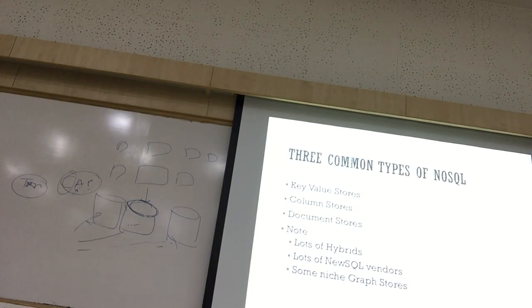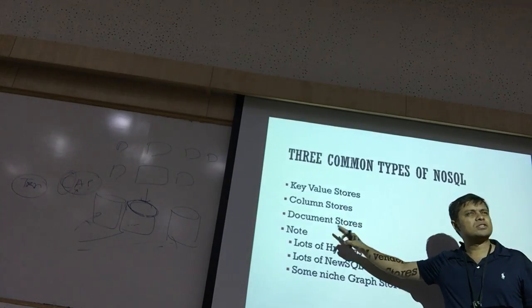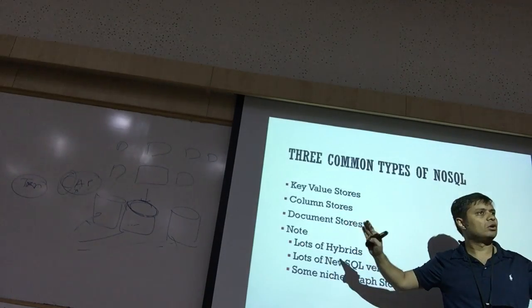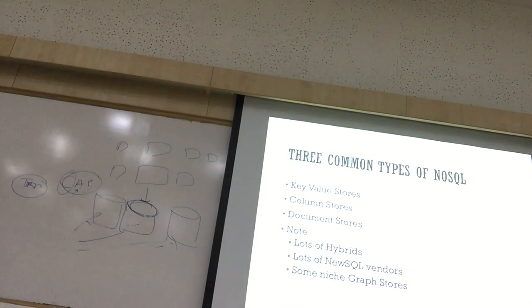Because the honest truth is, key value stores, column stores, document stores, they're completely different database systems altogether. But they're all branded under NoSQL because they have some things that they all do, like variety of data, volume of data, and things that we talked about.